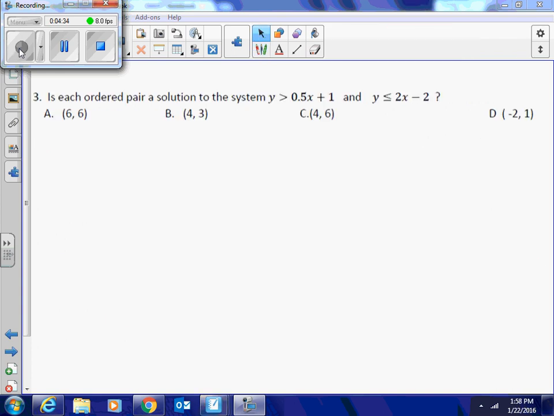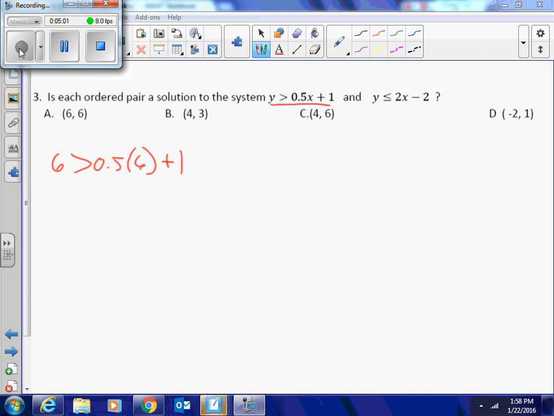Okay, number 3, we're going to find out if each ordered pair is a solution to the system. That means we've got to plug in each ordered pair to both inequalities and get a true statement before we know that we've got a solution to the system. So let's take the ordered pair 6, 6 and plug it into the first inequality. Plugging in 6 for y, is that greater than 0.5 times 6 for x plus 1? Well, we've got 6.